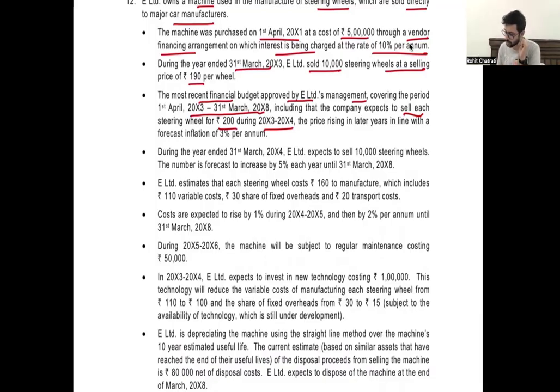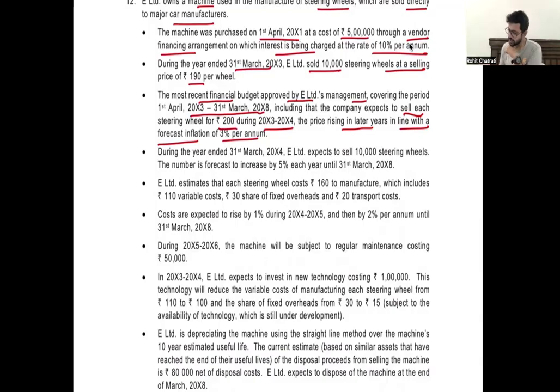This price is going to rise in the later years. This 200 is for 13-14, and it is expected to rise in later years in line with the inflation forecast of rupees 3% per annum. So in the year 2013-14, we will be selling it at rupees 200, but in later years there's going to be an inflation of 3%, and therefore the price of the product will also increase by 3%. So in the year 13-14, it will be 200. In the year 14-15, it will be 200 multiplied by 1.03, which is equal to 206. So the selling price will increase by 3% every year.